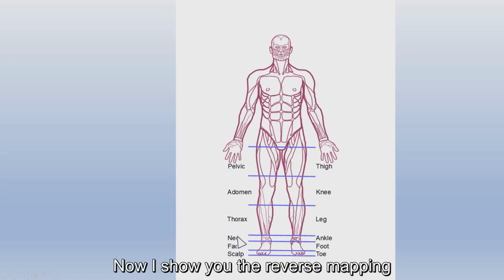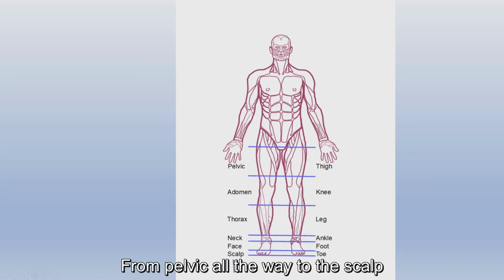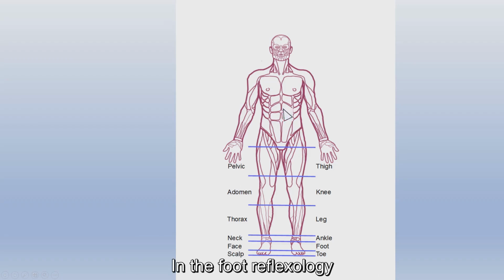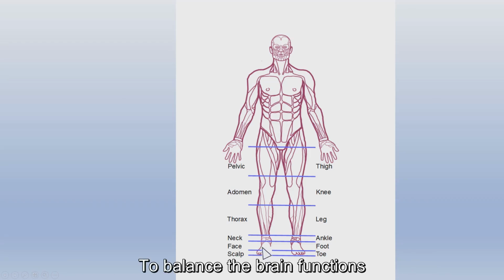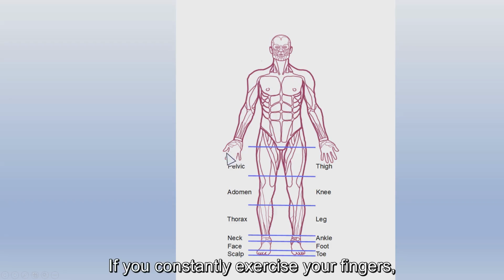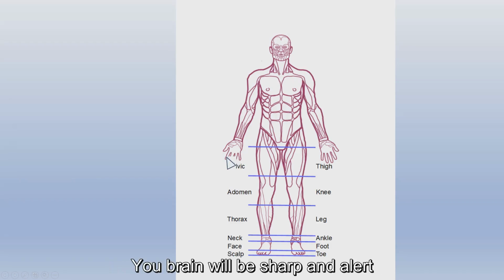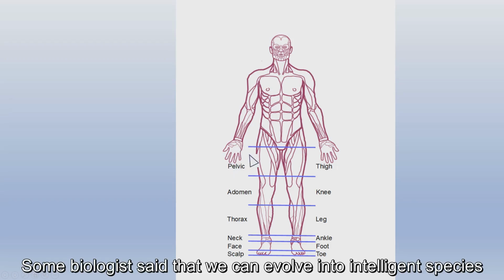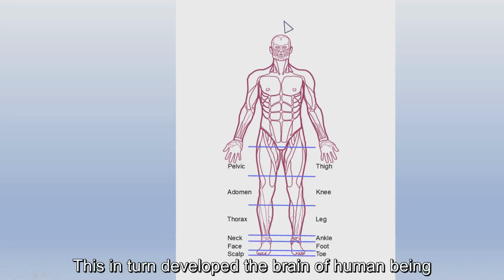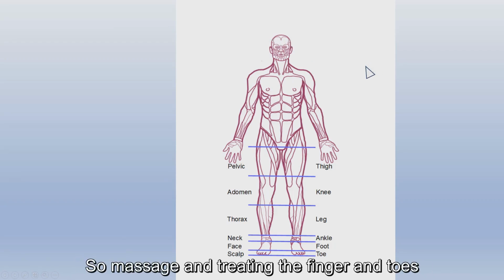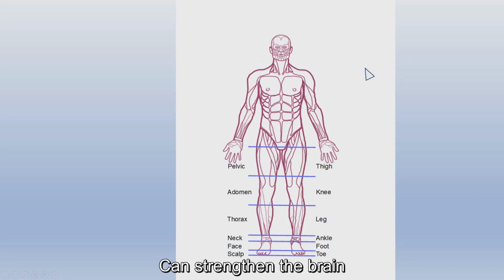Now I show you the reverse mapping, from pelvic all the way to the scalp. In foot reflexology, it is common for the therapist to massage the toes to balance the brain functions. The same is true for the fingers. If you constantly exercise your fingers, your brain will be sharp and alert. Some biologists say that we evolved into an intelligent species because our forefathers learned how to use the hand to make tools. This in turn developed the brain of human beings. So massaging and treating the fingers and toes can strengthen the brain.